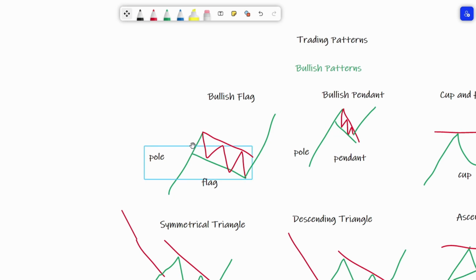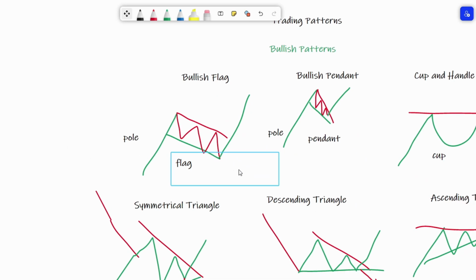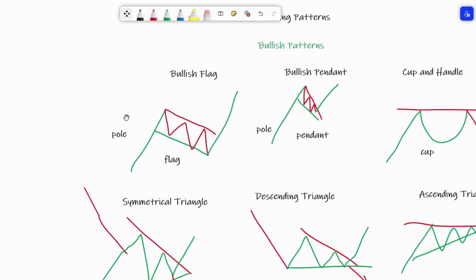Now, why is it called the bullish flag? Well, because you have a pole and the flag section, and it looks like a flag when you draw it out on the charts. So what's going on here is you're going to have a sharp increase in the price, a period of downtrend consolidation, and then after this period of consolidation, the price will shoot back up again. So that's what your bullish flag looks like.